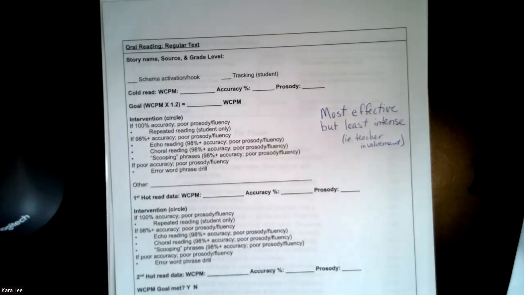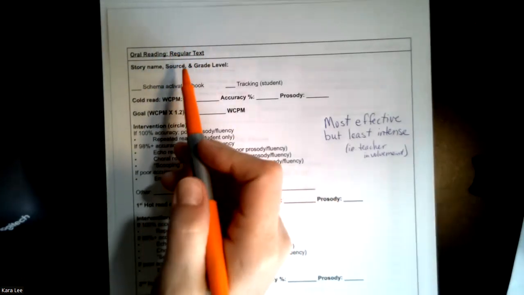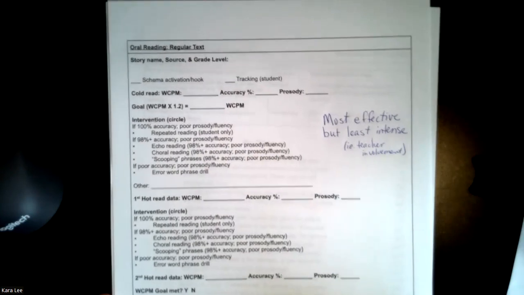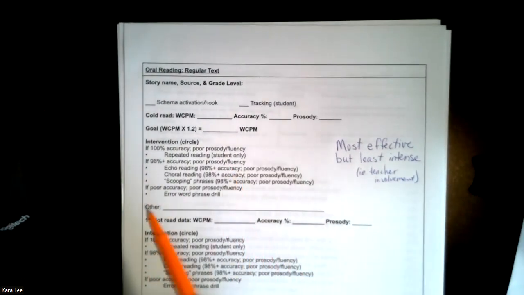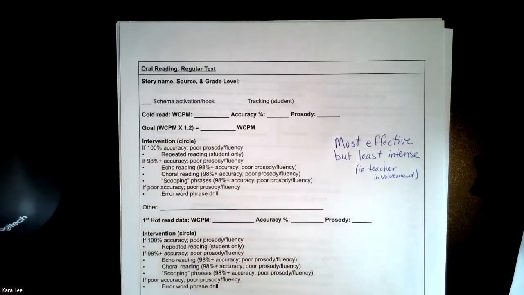Hey everybody, Kara here, and this is kind of a part two of a two-parter about oral reading fluency, and specifically the oral reading section of the lesson using regular text. Just wanted to provide some clarification about how it works and also what is meant by these different interventions.